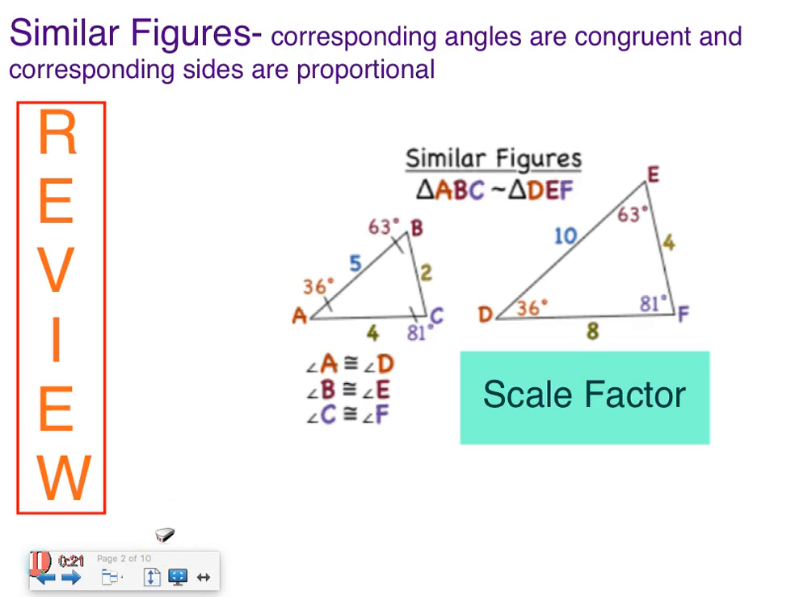Remember, similar figures, this is just a review. They're the same shape but different size. Your angles are all congruent, I should say, and your corresponding sides are proportional. So remember, that means they reduce to the same scale factor.